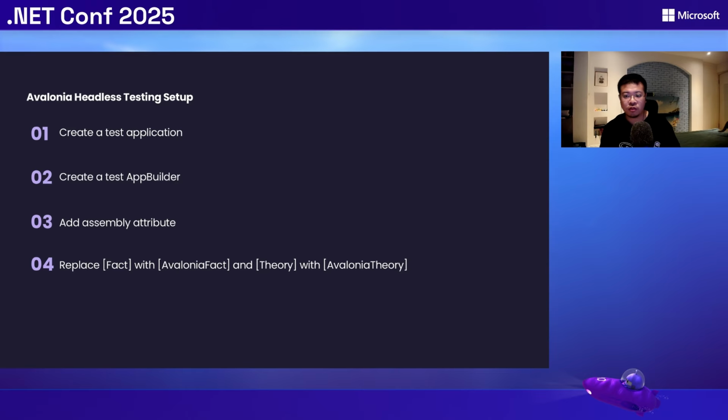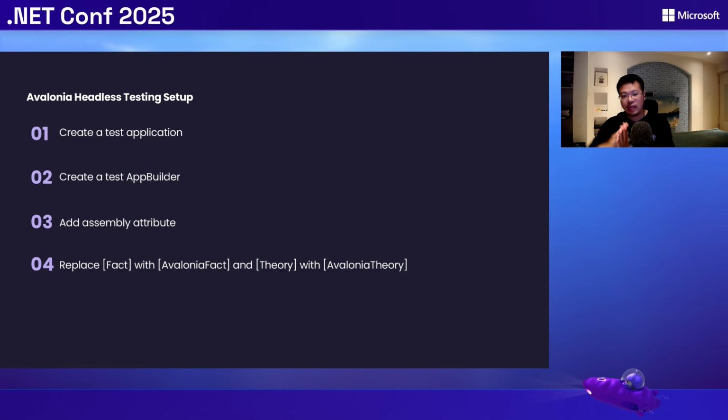And finally, for different test cases, we need to replace the fact and the theory attribute with the Avalonia fact and the Avalonia theory attribute for every test case. That's it. So once this setup is done, writing headless tests is almost identical to writing regular unit tests.